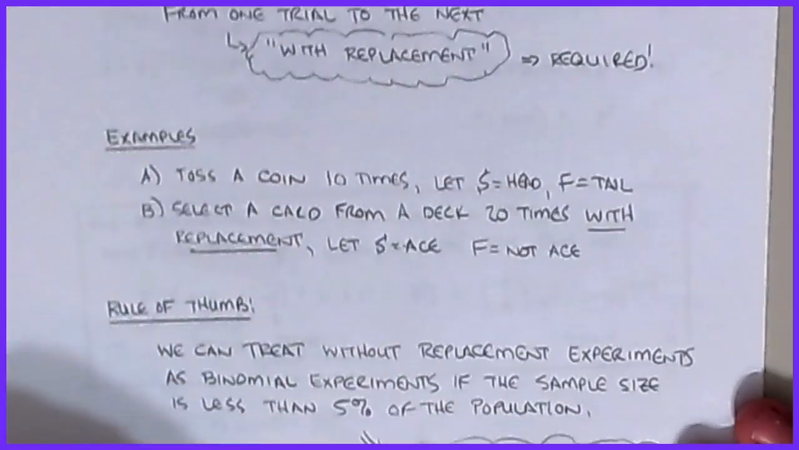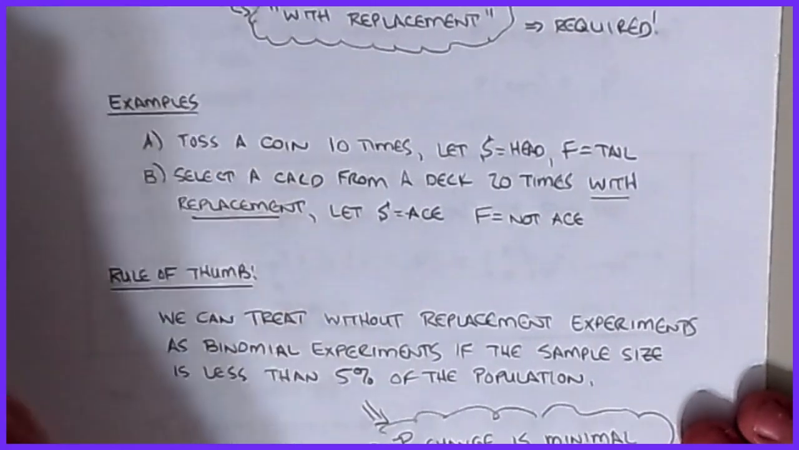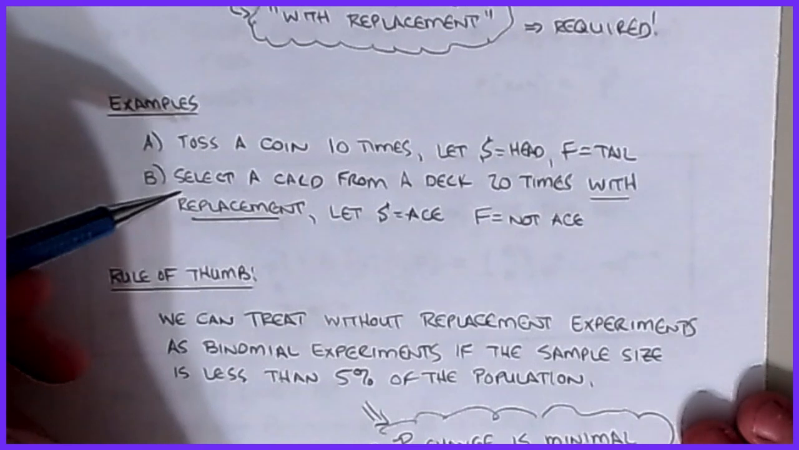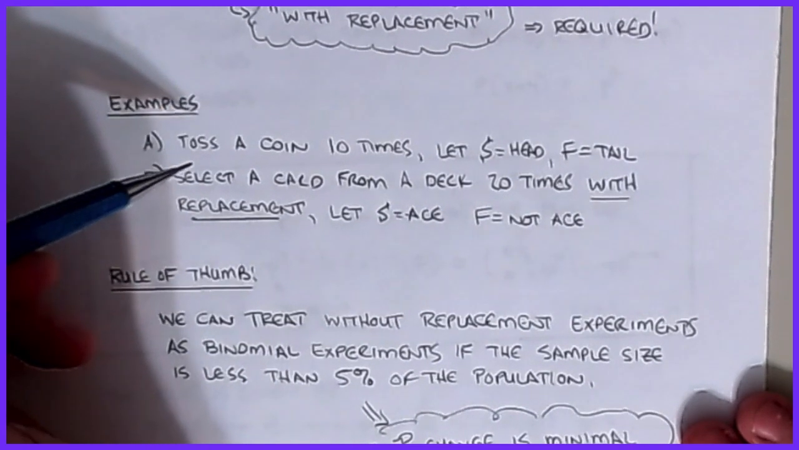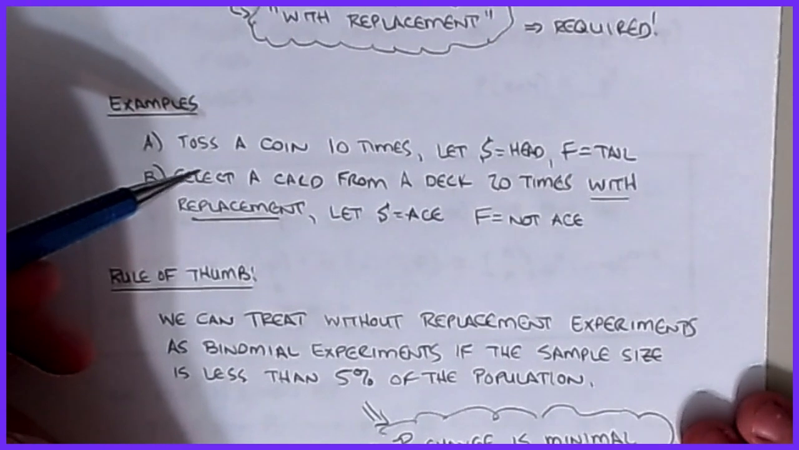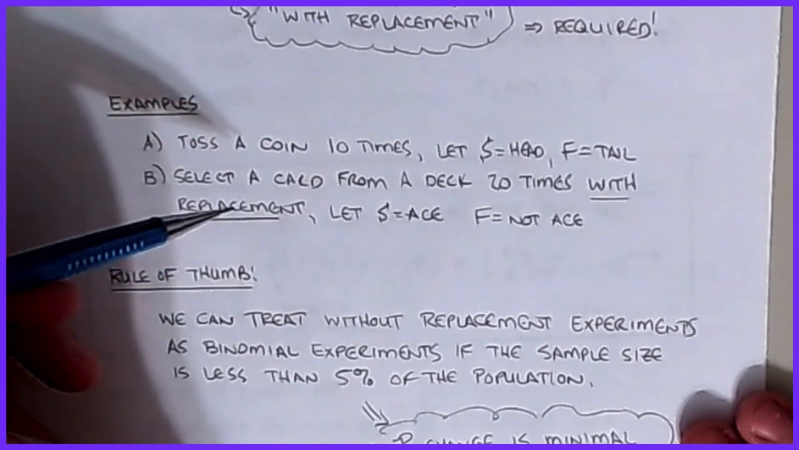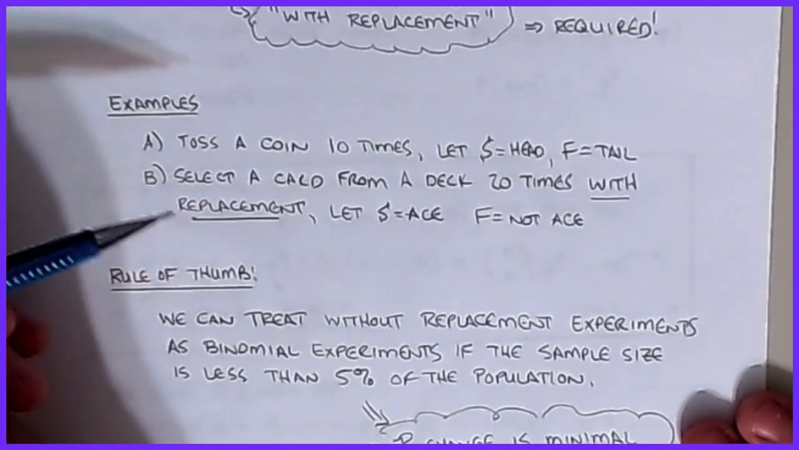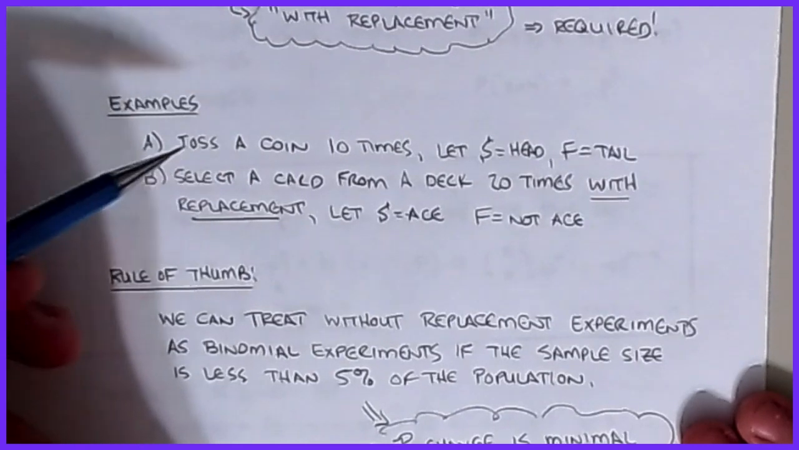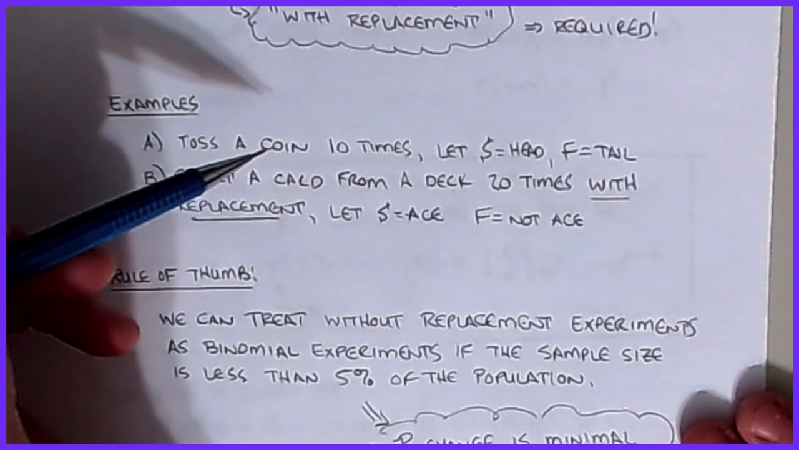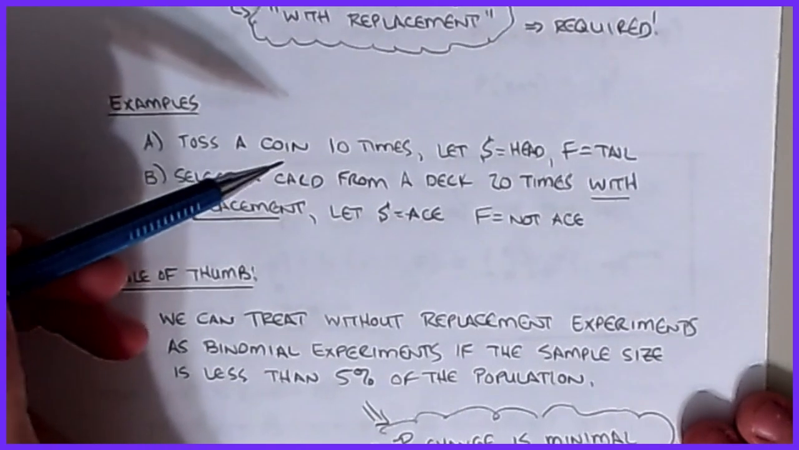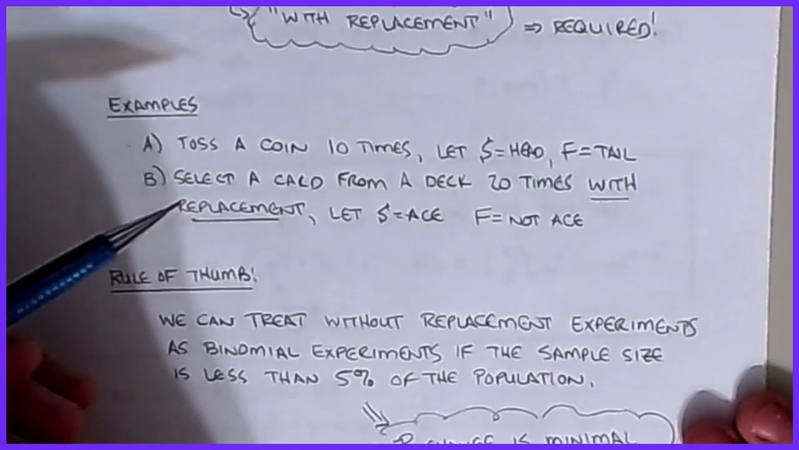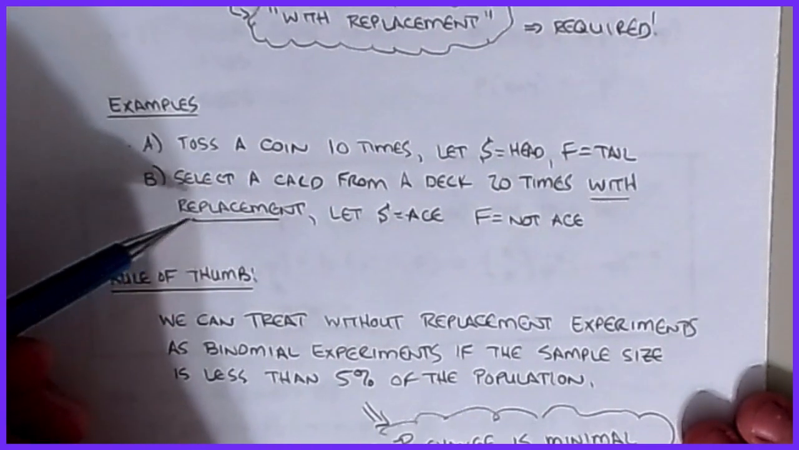I'll give you a couple of simple examples here. We can toss a coin 10 times. We let success be heads and a failure be considered a tail. We repeat this process 10 times, and ask what's the probability that we get at least 5 heads? That would be this type of experiment, assuming that the probability is a half, or it doesn't even have to be a half, as long as it's consistent. It could be an unfair coin, but as long as the probability is consistent, this one would meet the criteria. The next one would be selecting a card from a deck 20 times with replacement.